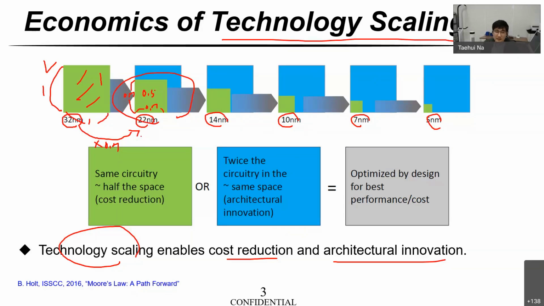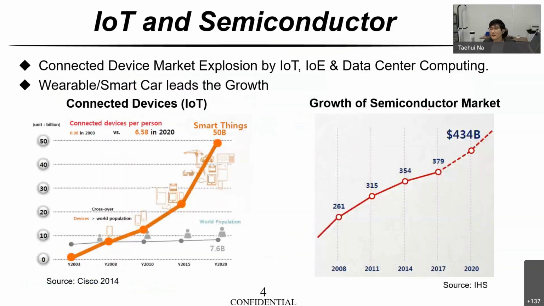What does it mean? It means that the same circuitry can be integrated in only half the space, or we can integrate twice the circuitry in the same space. So obviously, cost reduction and architecture innovation can be achieved. And not only the economics of semiconductor technology scaling, but there are also other benefits such as high performance and low power.